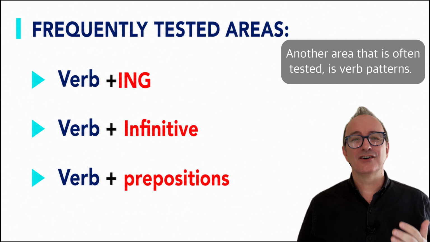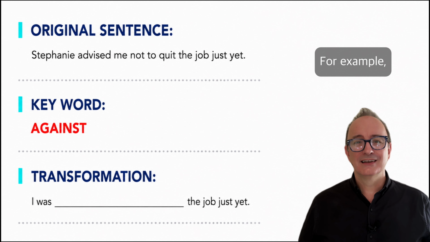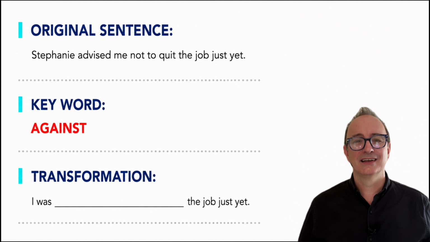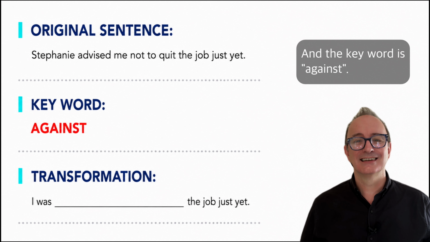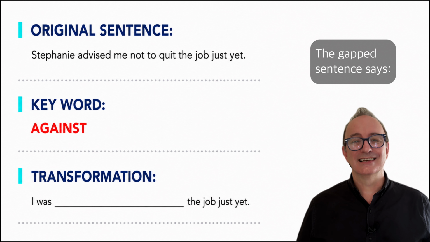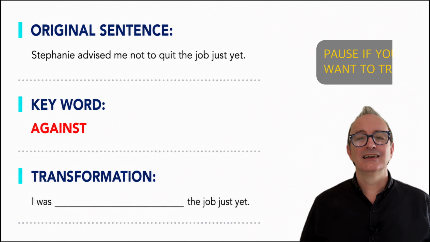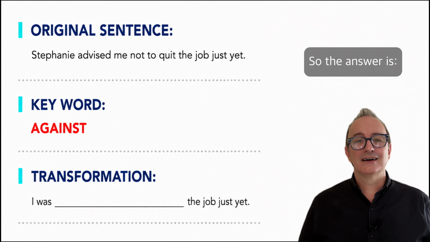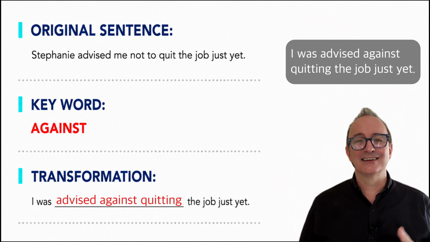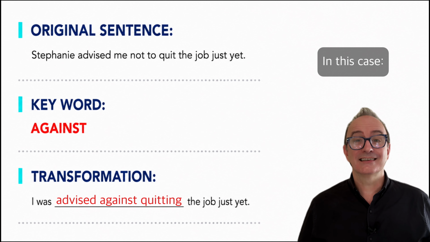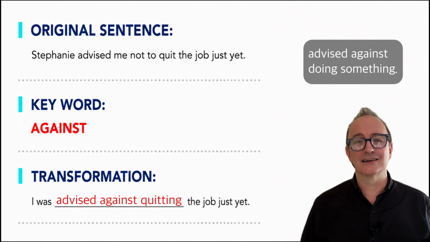Another area that is often tested is verb patterns. For example, "Stephanie advised me not to quit the job just yet." And the keyword is "against". The gapped sentence says: I was gap the job just yet. So the answer is: I was advised against quitting the job just yet. Now this is testing a verb pattern, in this case, "advised against doing something".